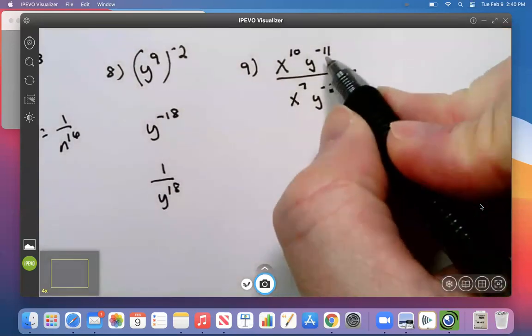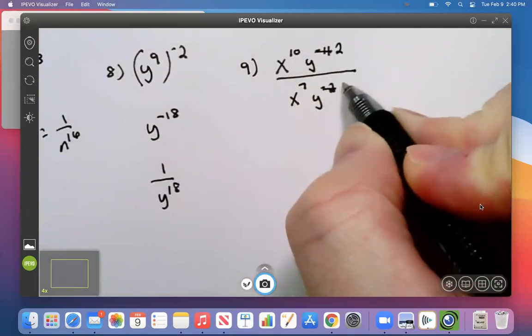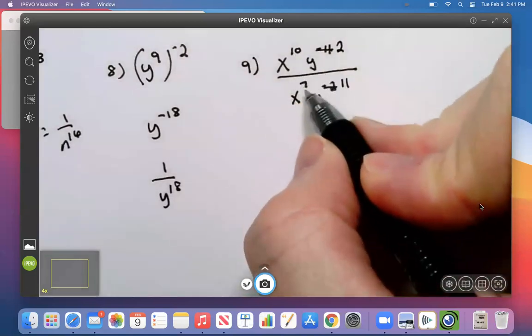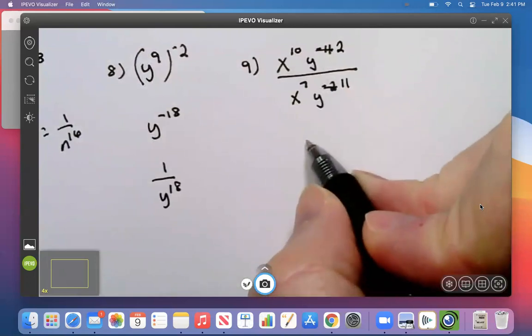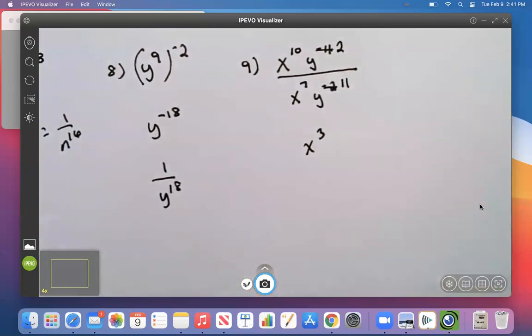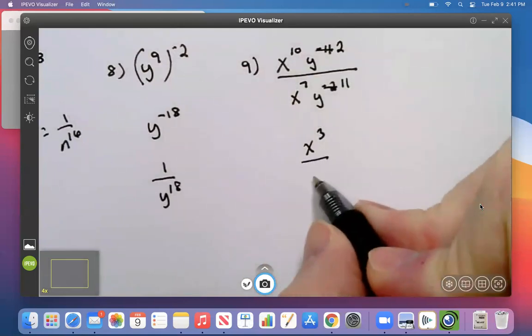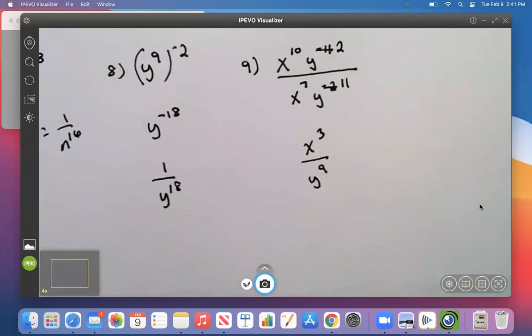On number 9, I'm going to flip these two. That's going to become positive 2. That's going to become positive 11. 10 on top, 7 on bottom. That gives me an extra 3 on top, or I can subtract 10 minus 7. And here 11 minus 2 gives me an extra 9 y's on the bottom. So your answer is x cubed over y to the 9th.